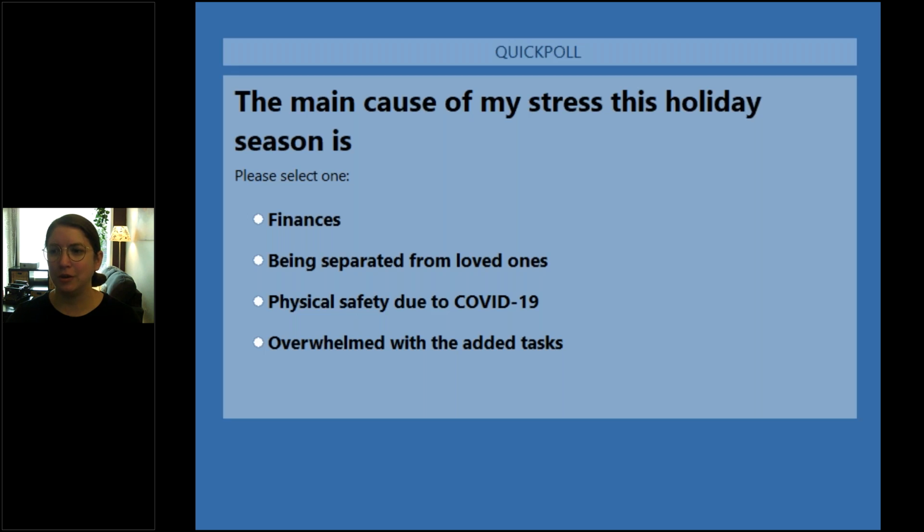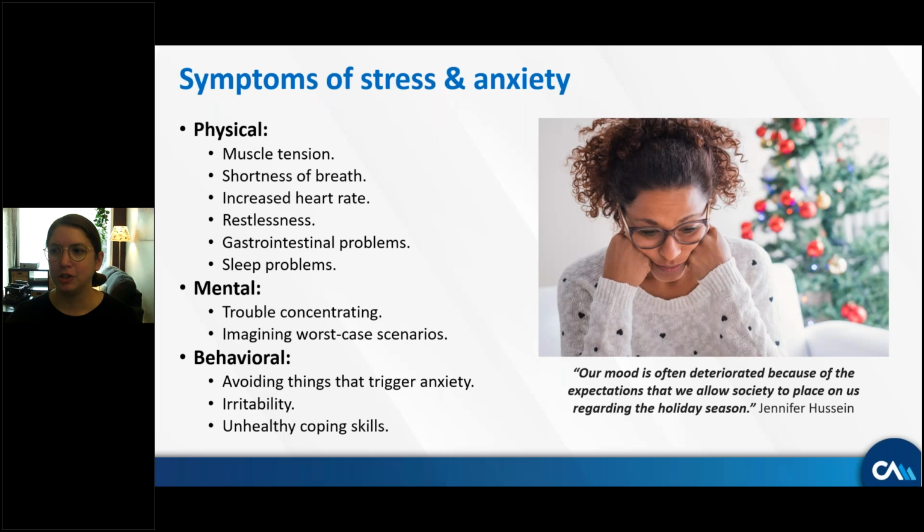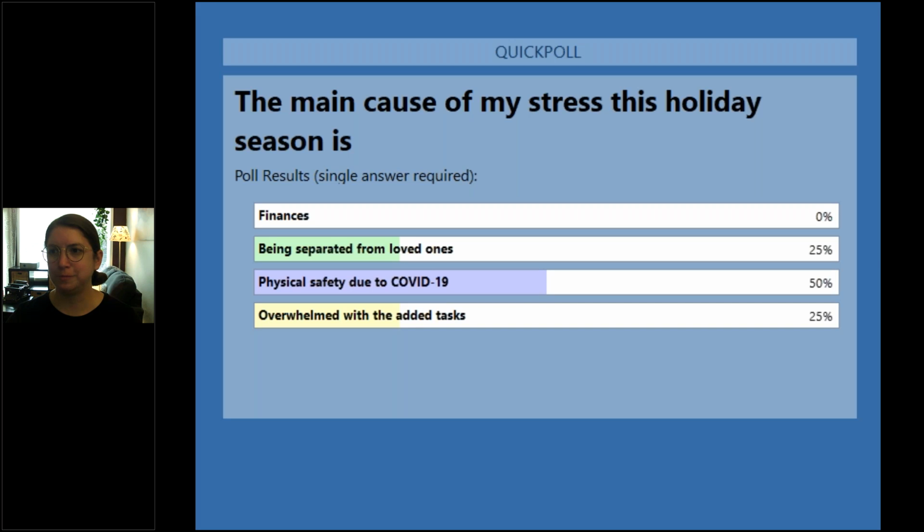A little over half of you voted. I'm going to share the results here so you can see what we've got. I was curious what was going to come up in this poll, and it looks like literally half of you who voted, which was over half total, said it is related to physical safety due to COVID.